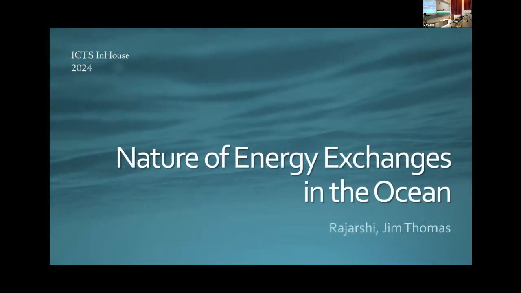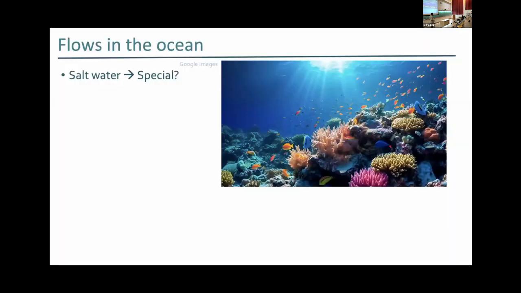So I will talk about the nature of energy exchanges in the ocean and how that varies across different length scales. The first thing you might object is, what's so special about the ocean? It's just salt water. And if you take a scuba dive, you'll see something like this. This is the ocean, but it essentially looks like a glorified aquarium. So what is so special about this? Why can't we study flows in the aquarium and generalize that to the ocean?